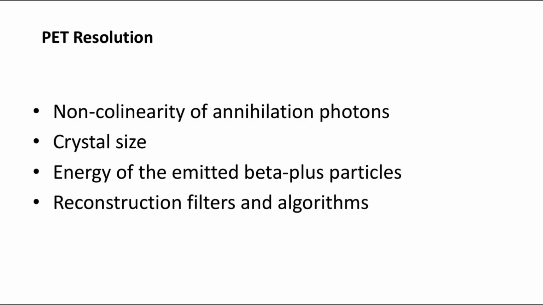There are other things. So non-collinearity of annihilation photons, we just talked about. Crystal size in the detector. The energy of the emitted beta plus particles, and that's because they wander around in tissue before the annihilation happens. And that gives you a smearing because the point where the annihilation happens is not exactly the same as the point where the decay happened. And the higher the energy of the beta plus particle, the farther it will go, and the more that will affect the resolution. And then also issues with reconstruction, filters, and algorithms like we saw with CT scanning.